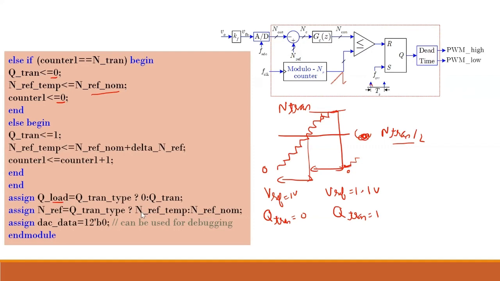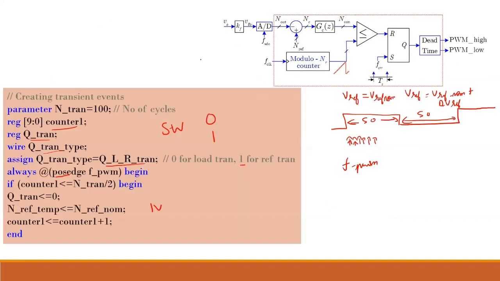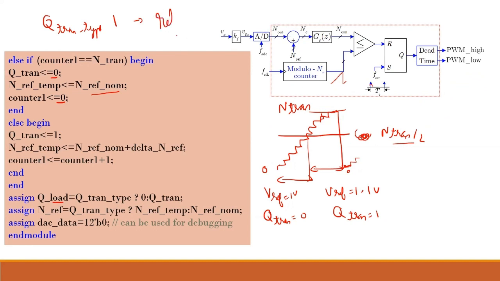And you remember, if Qtran type was 1, that would mean it is a reference. Let us see, Qtran type is 1 means it's a reference transient. So let us consider nref. Assume Qtran type is 1. It will check my nref, which I will give. Depending on Qtran type, if Qtran type is 1, then it will give the value nref temporal. Else, if Qtran type was 0, it will give nref nominal.